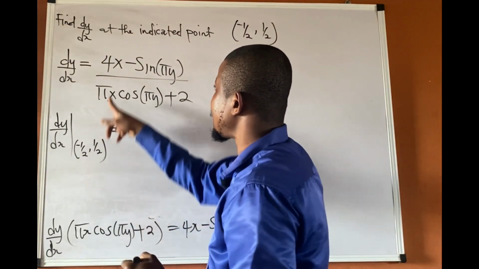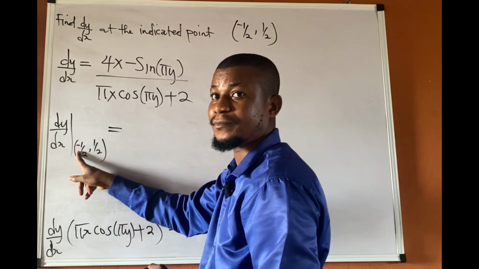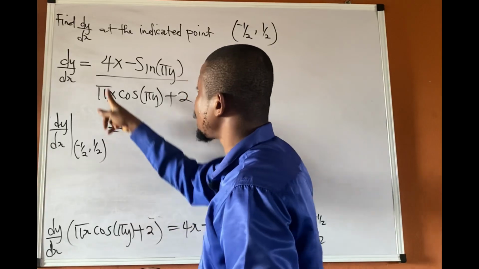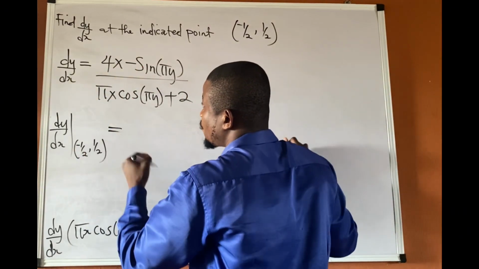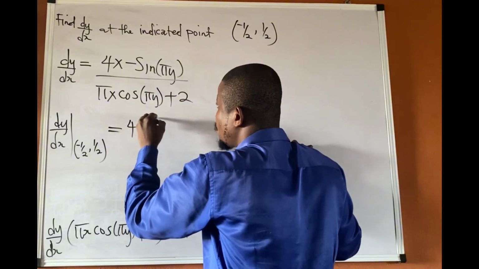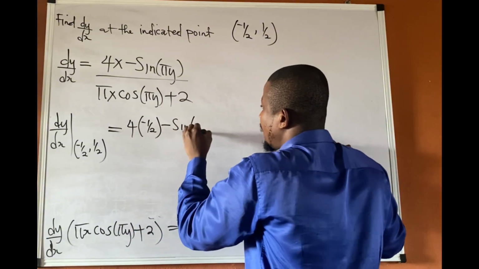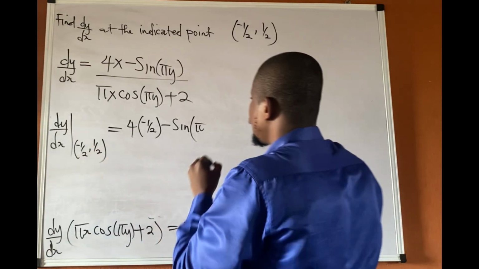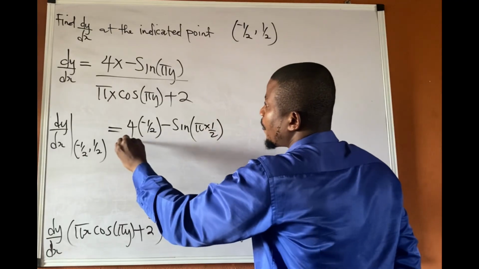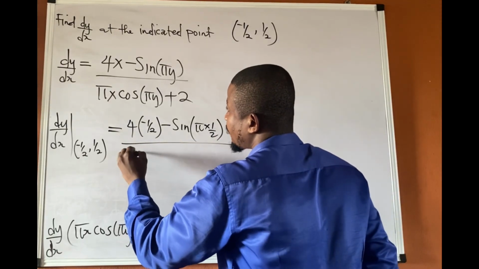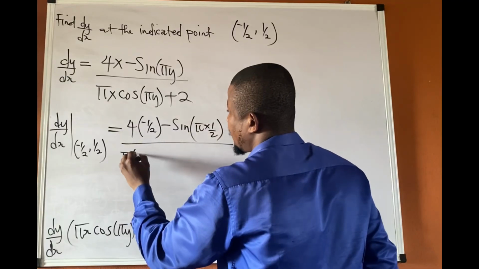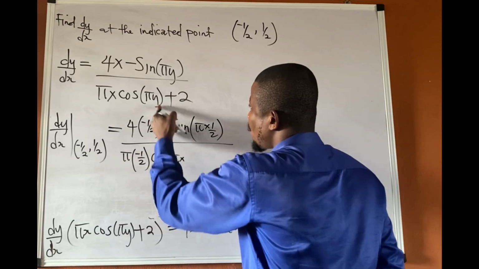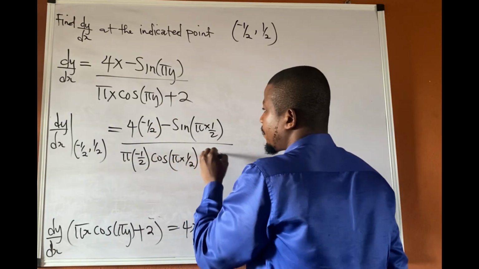So this means that anywhere I see x, I have this first term. This is in the form x comma y. So whenever I see x, I will write negative 1 over 2. So this is 4 times (negative 1 over 2) minus sine pi times y, which is 1 over 2, all over pi times (x is negative 1 over 2) cos pi times (y is 1 over 2) plus 2.